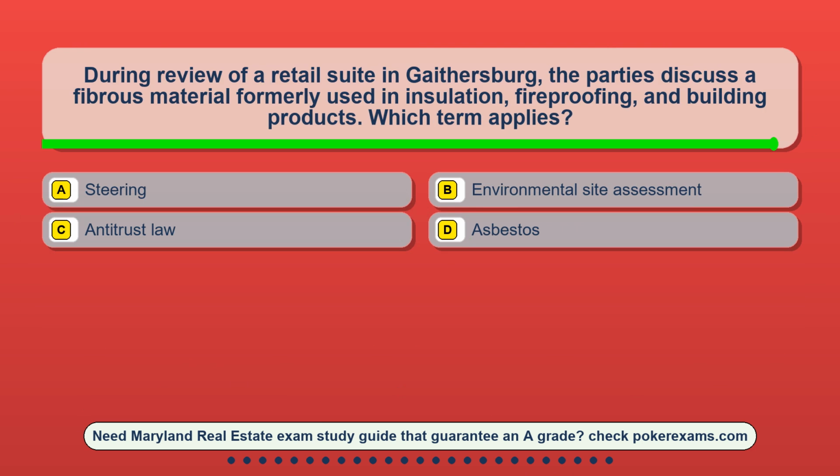Question 24. During review of a retail suite in Gaithersburg, the parties discuss a fibrous material formerly used in insulation, fireproofing, and building products. Which term applies? Option A, steering. Option B, environmental site assessment. Option C, antitrust law. Option D, asbestos.